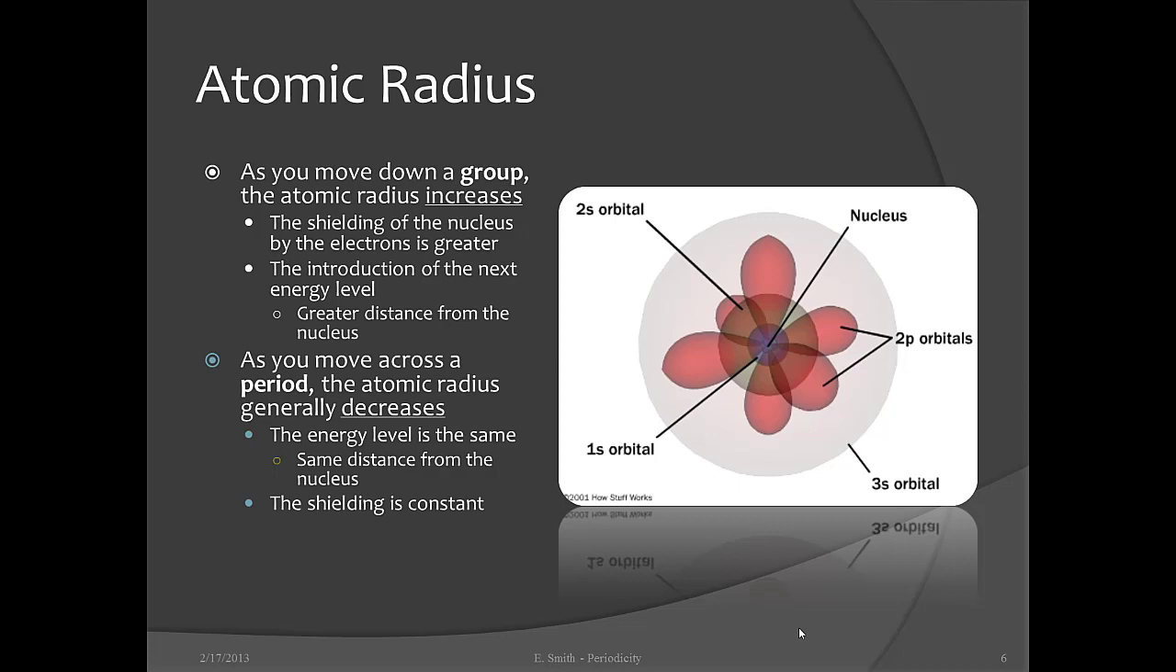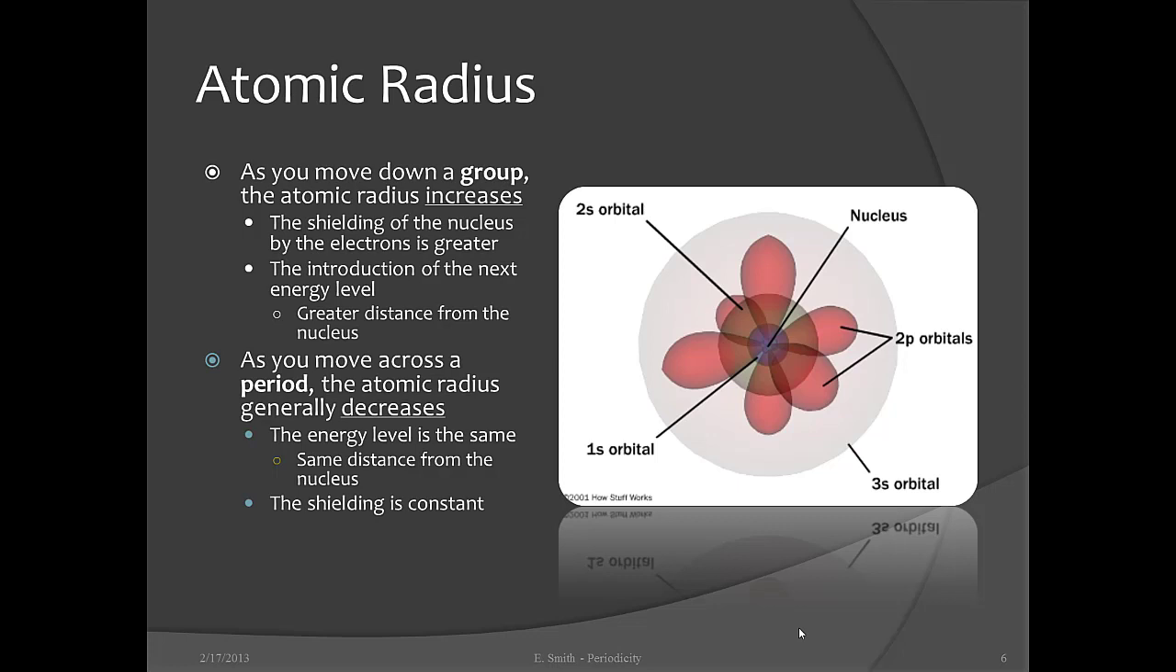Now, it's different as you move across a period. Don't forget, this is going from left to right in the rows of the periodic table. As you move across a period from left to right, the number of protons is increasing, along with the number of electrons.